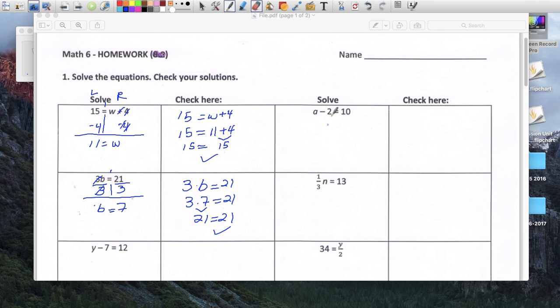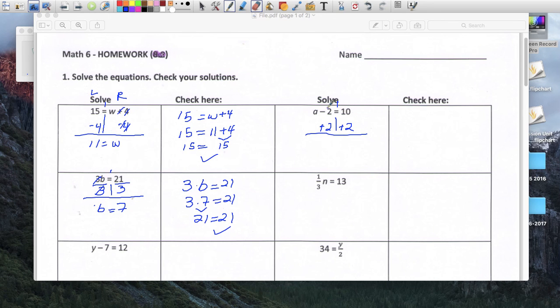A subtraction one over here: a minus 2 equals 10. So this one is a subtraction equation. And to get rid of this minus 2, I'm going to use the inverse, which is plus 2. I'm going to do plus 2 on the other side. Remember, same thing on both sides.